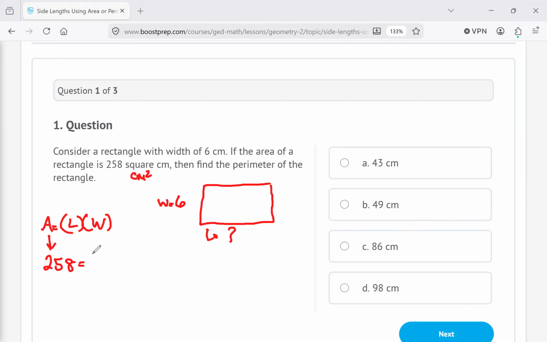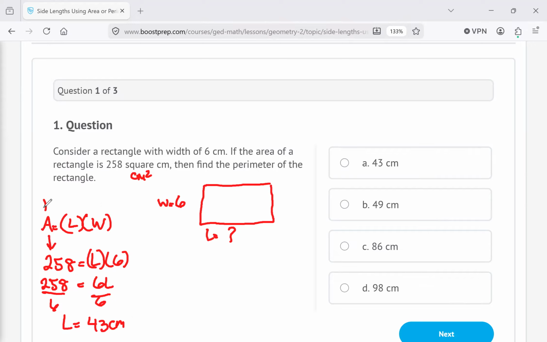And we don't know what the length is, but we do know that the width is 6. So that'd be 6L equals 258. And then solve for L by dividing both sides by 6. And then 258 divided by 6 is 43 centimeters.